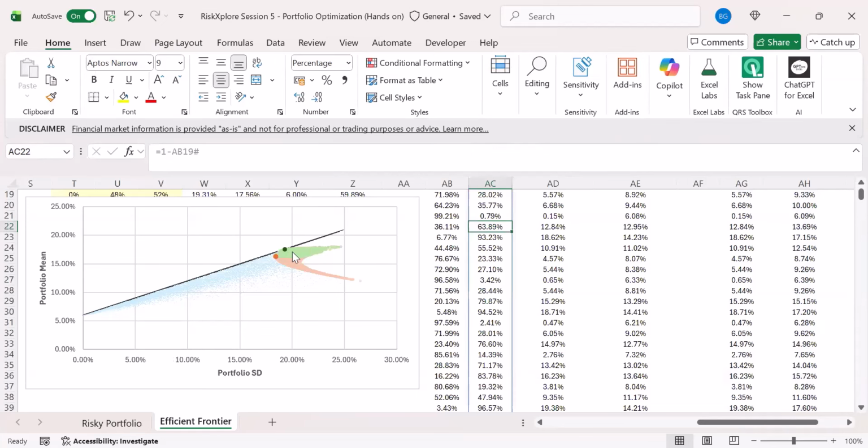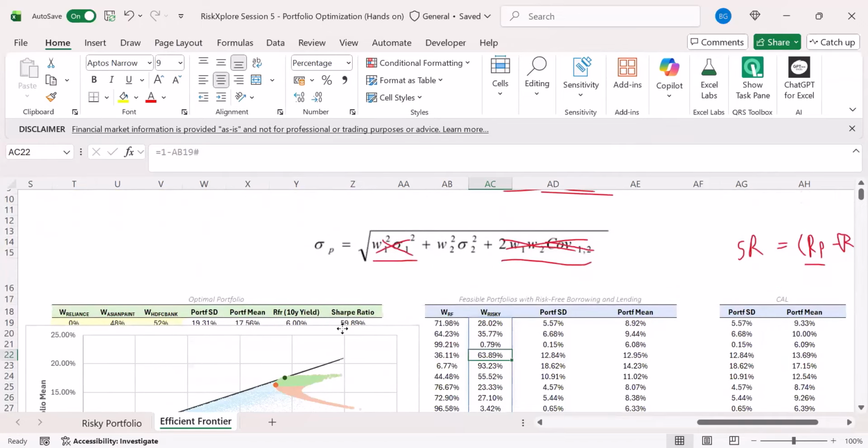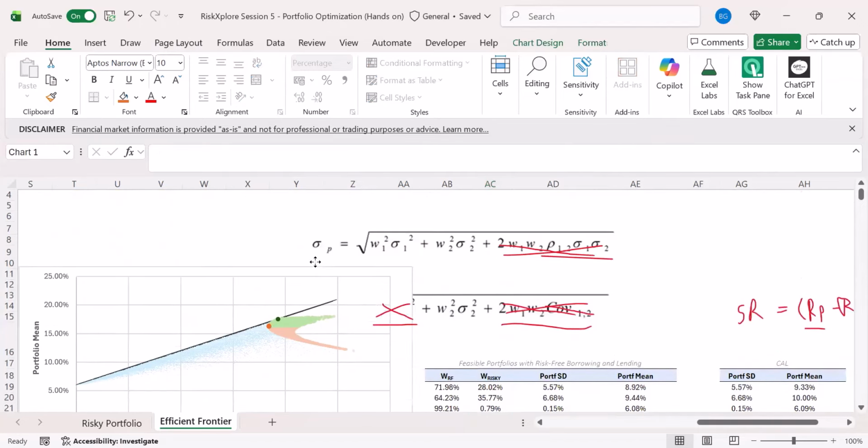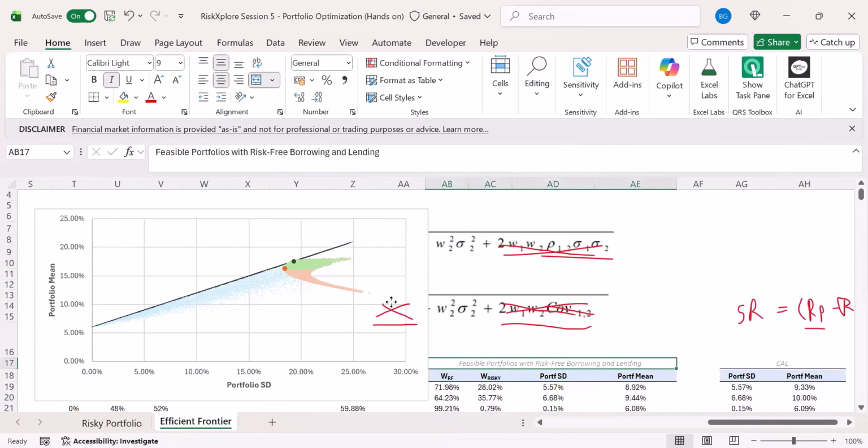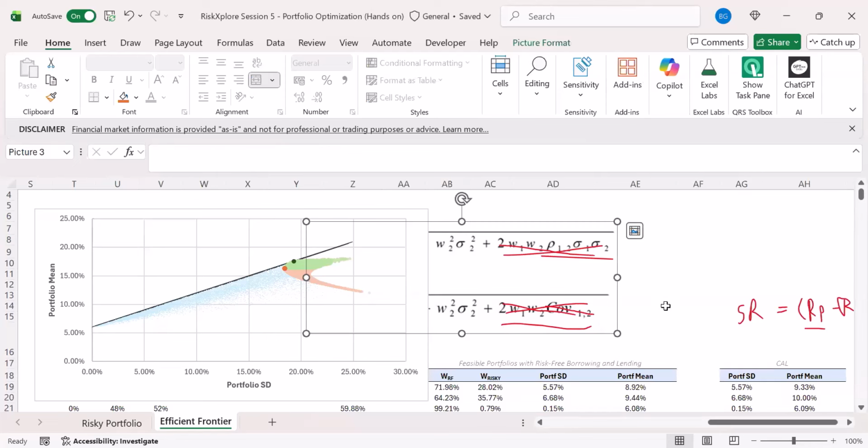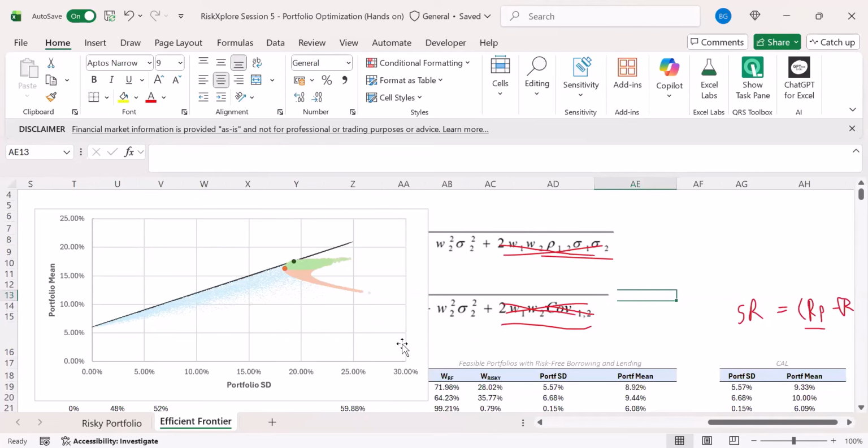We have capital allocation line, we have optimal portfolio, and on this capital allocation line you can see that you can increase or decrease the portfolio SD beyond this point here, right? Beyond this point of tangency, right? You can increase the SD to increase the return, or you can decrease the SD to decrease the return as well. Okay, so this is how we can practically optimize our portfolio and compute this capital allocation line for optimal allocation into risk free asset and risky assets.